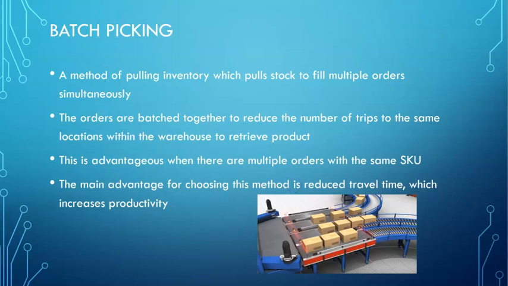Batch picking is a method of pulling inventory which pulls stock to fill multiple orders simultaneously. The primary benefit is that it requires the picker to visit each pick location only once while filling several orders. You bring just a batch of items that can be distributed to the different orders based on the quantity in all orders. And that will eliminate repetitive trips, coupled with optimized picking routes, reducing travel time, making pickers more productive, and lowering labor costs.